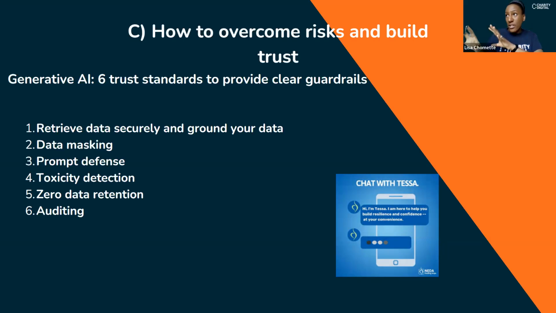There are a few trust standards to provide clear guardrails around that. So, for instance, the first one, perhaps a technical sentence: what does secure data retrieval and ground your data mean?